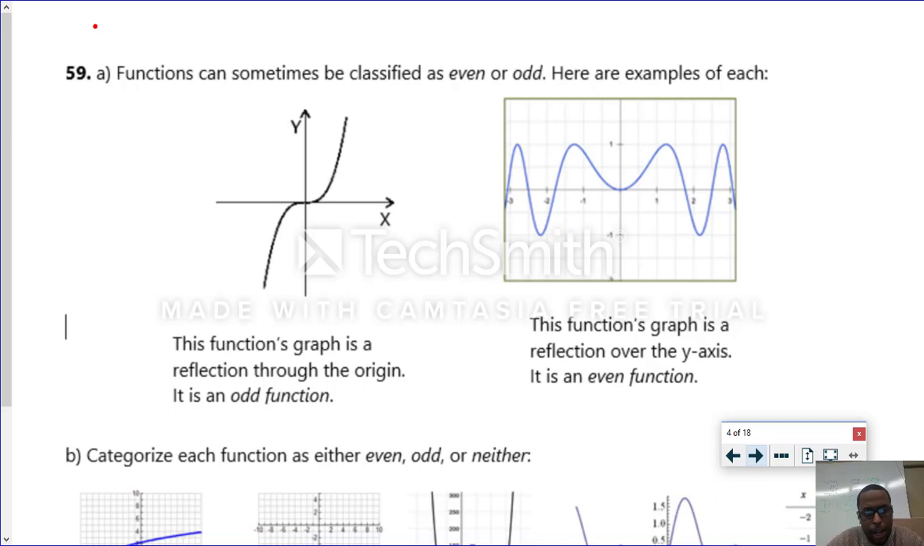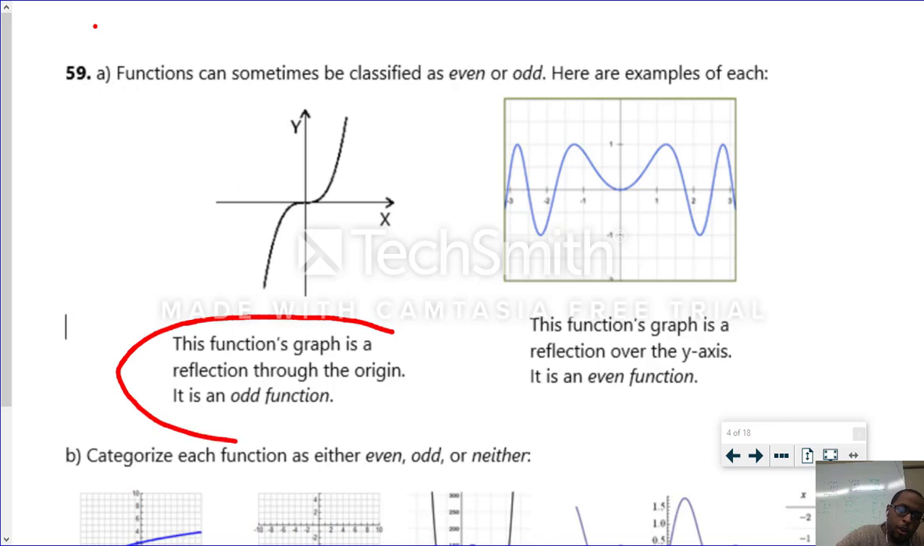So, for question 59, we give you a brief description about functions being either even or odd. Okay? So, talking about this question right here, if the function reflects over the origin, and the origin is right in the middle, it is an odd function. So kind of look at it from this perspective. If I were to take this point and move it over here through the middle, it would go right here. So that is considered an odd function when it is reflecting over the origin.